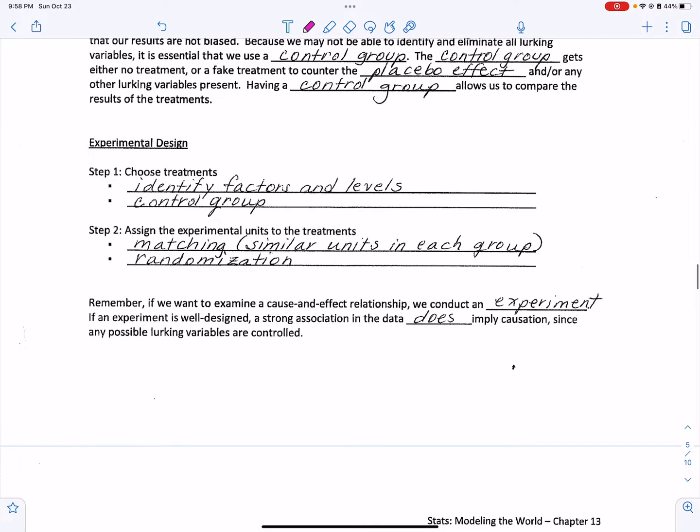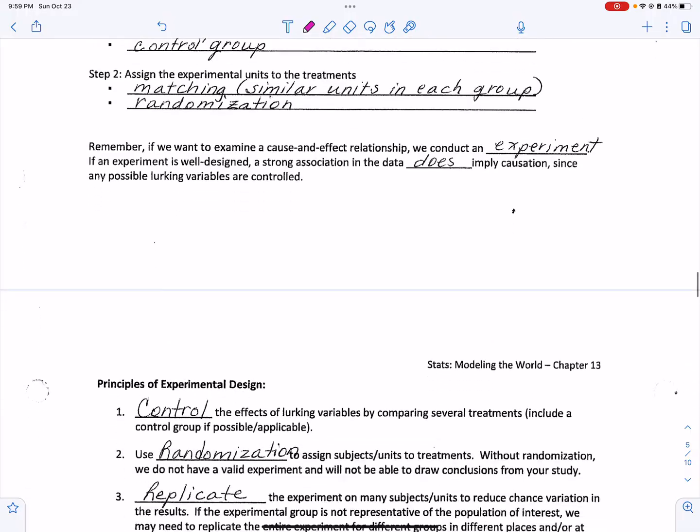Okay, choosing treatments. Identify factor and levels, control group, and assign or match experimental units. You can match them, which we're going to talk about in a second, and you need to make sure you have randomization. So remember, cause and effect is only experiments.